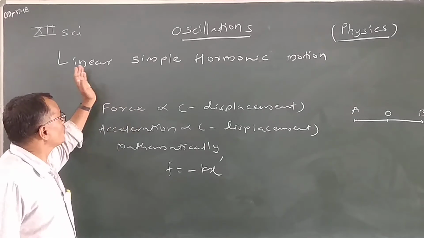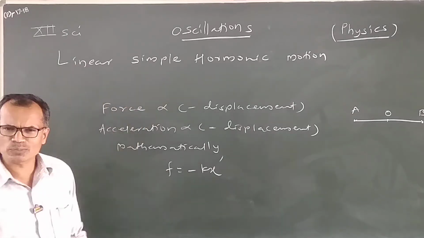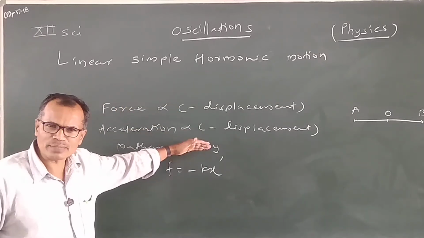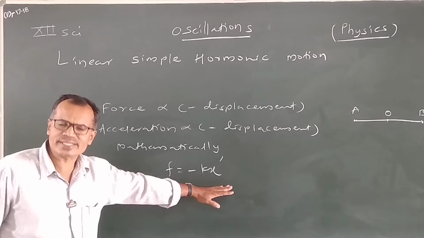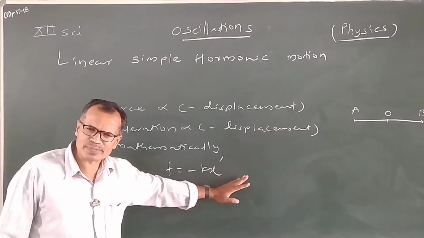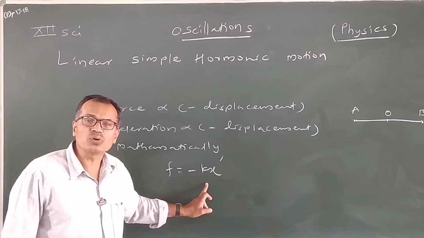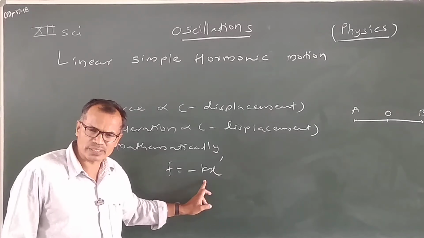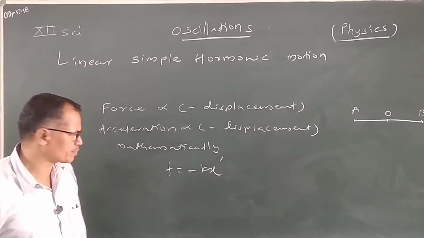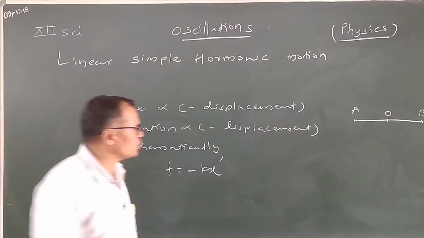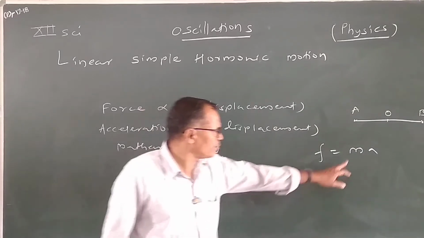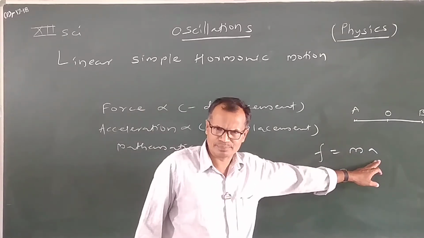Now we have to obtain the equation of a linear simple harmonic motion. We have to satisfy these conditions, so mathematically we can write that F is equal to minus kx. F is called the external force, x is called the displacement, and k is called the force constant. K is the force per unit displacement. According to Newton's second law of motion, force F is equal to ma, where m is the mass and a is the acceleration.